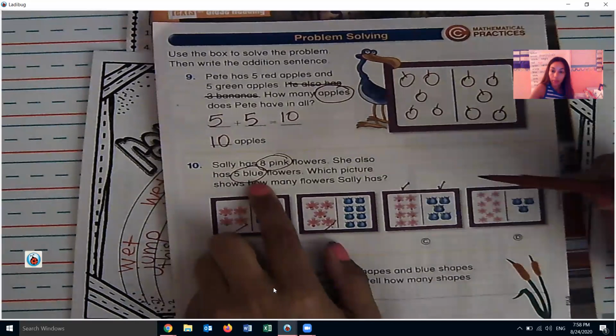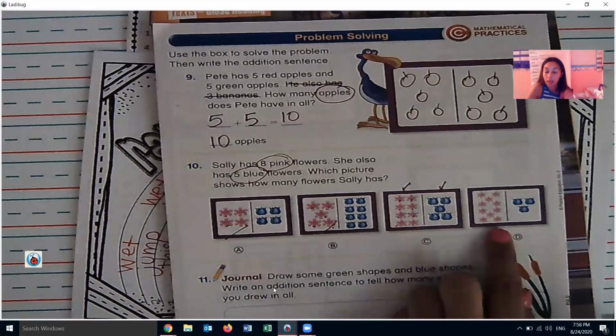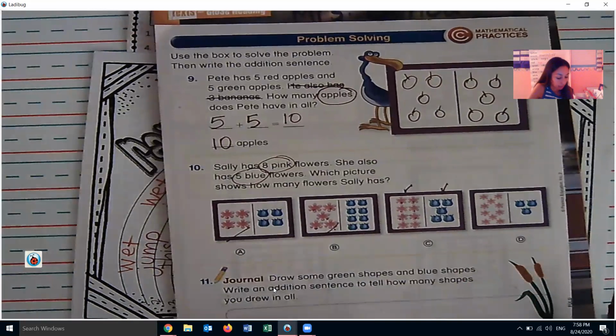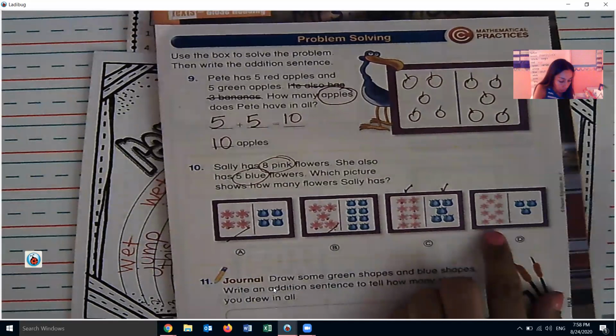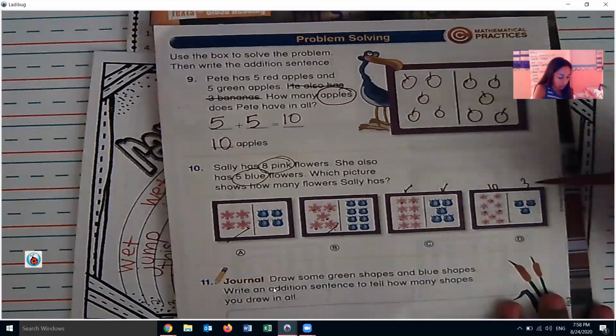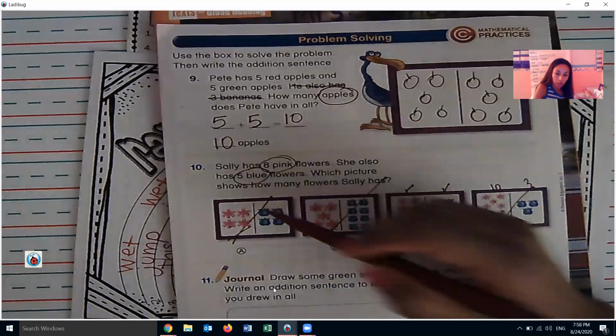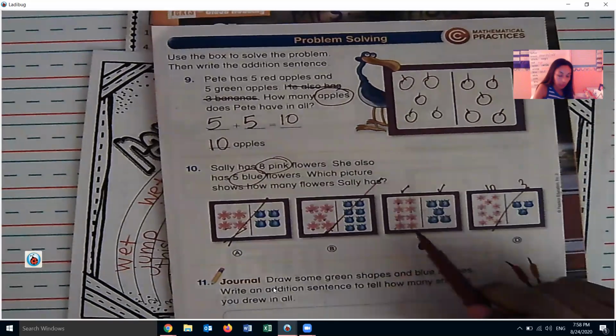Okay, that seems to match, but I'm going to peek at letter D just in case, because sometimes that can make more sense in some problems if you keep reading your other answers. 1, 2, 3, 4, 5, 6, 7, 8, 9, 10. Okay, that has 10. Oh, yeah, that one doesn't match. Which tells me letter C is the correct answer. 8 pink and 5 blue.